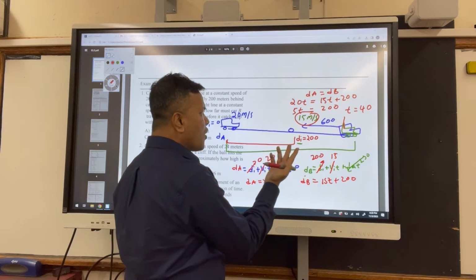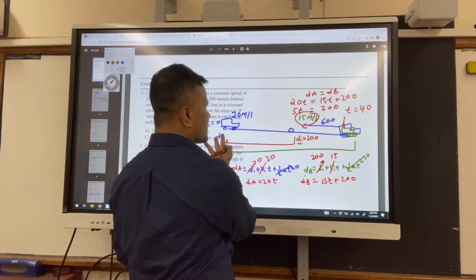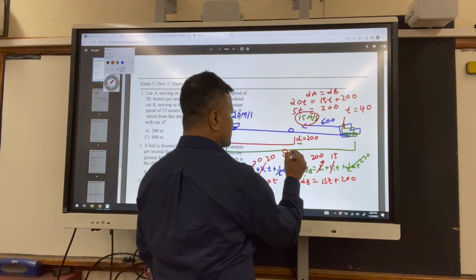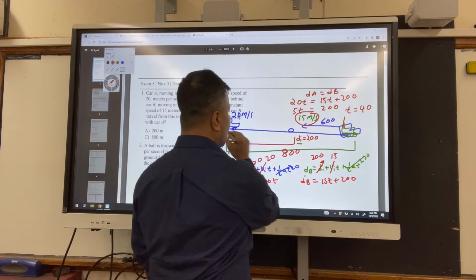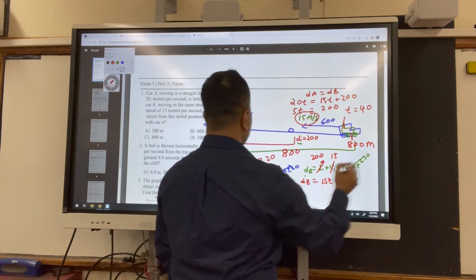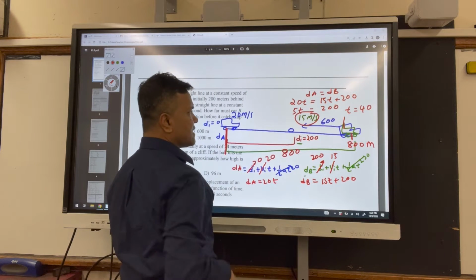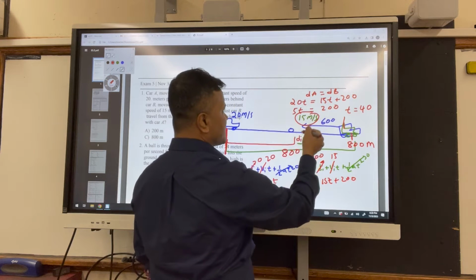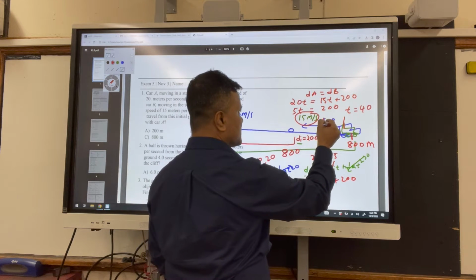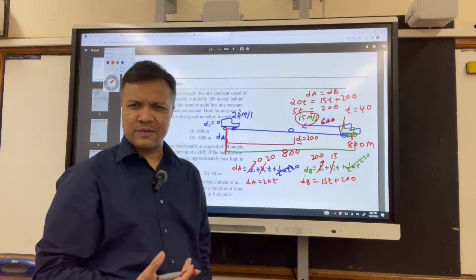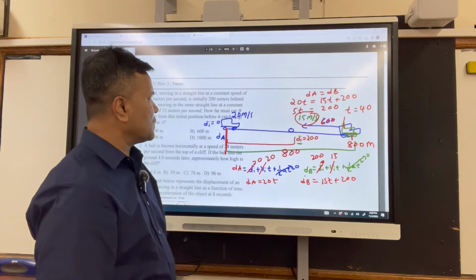Now, how much can dA go? dA can go in 40 seconds, dA can go 800 meters. So this is 800 meters from there, right here. For dB to be here, dB has to move 15 times 40. 15 times 40 is 600. So this is how you can do this problem. Okay, good.